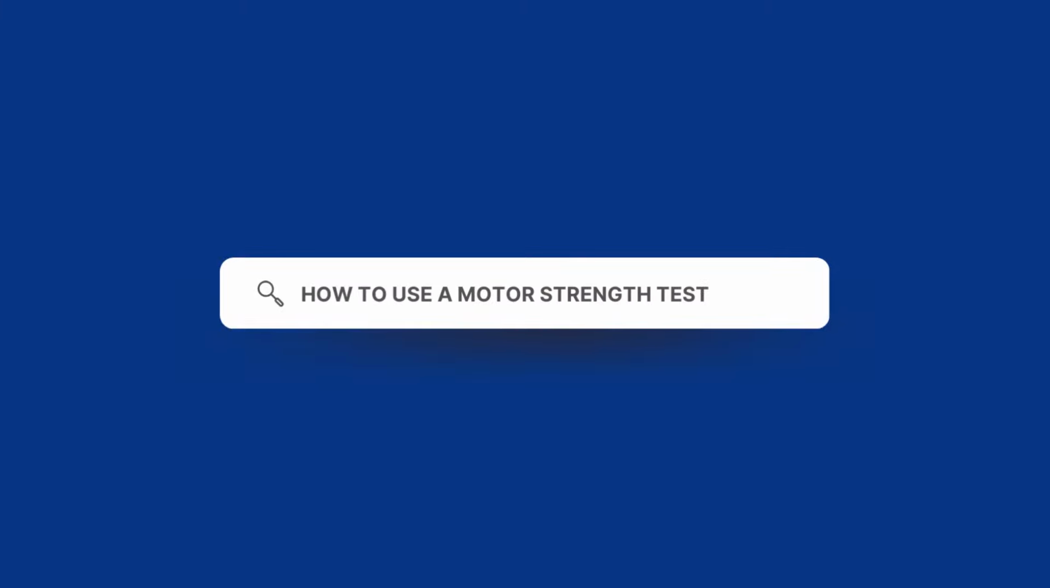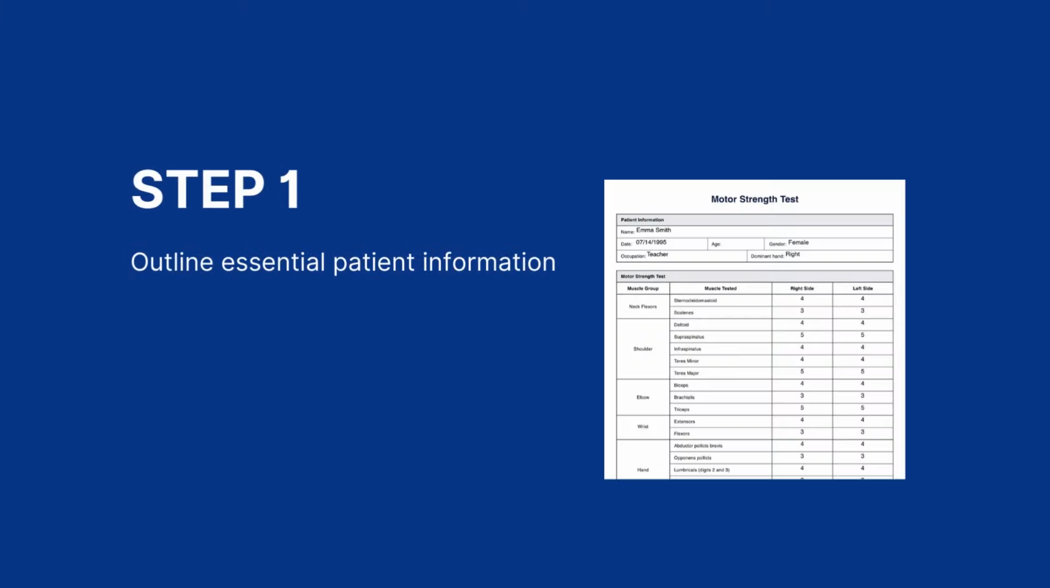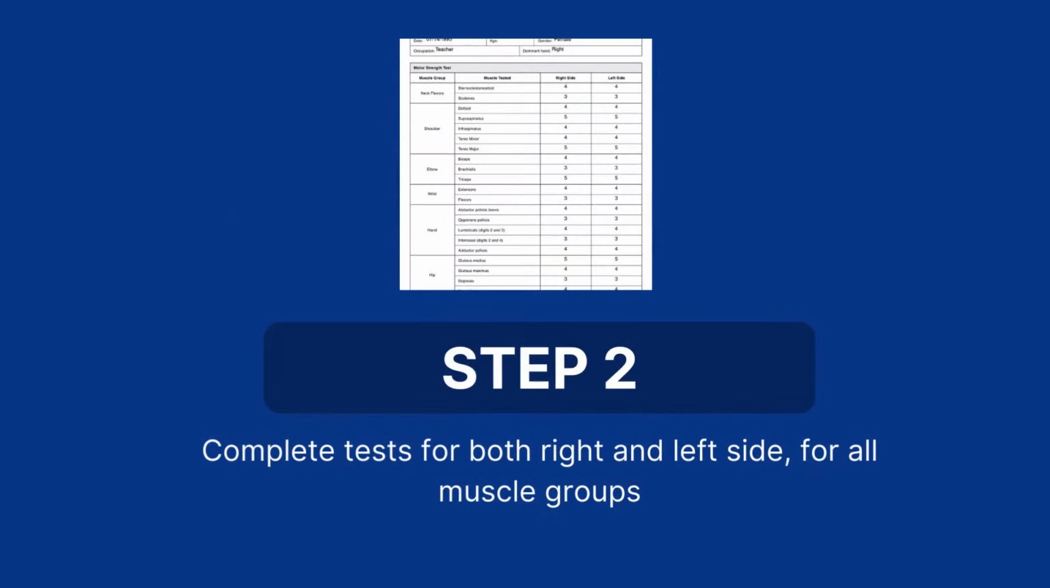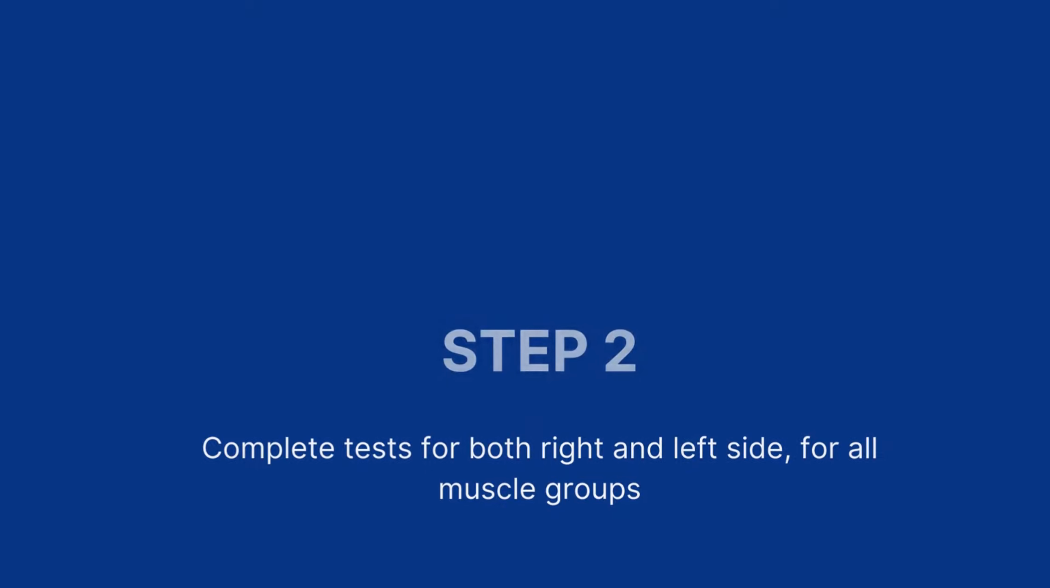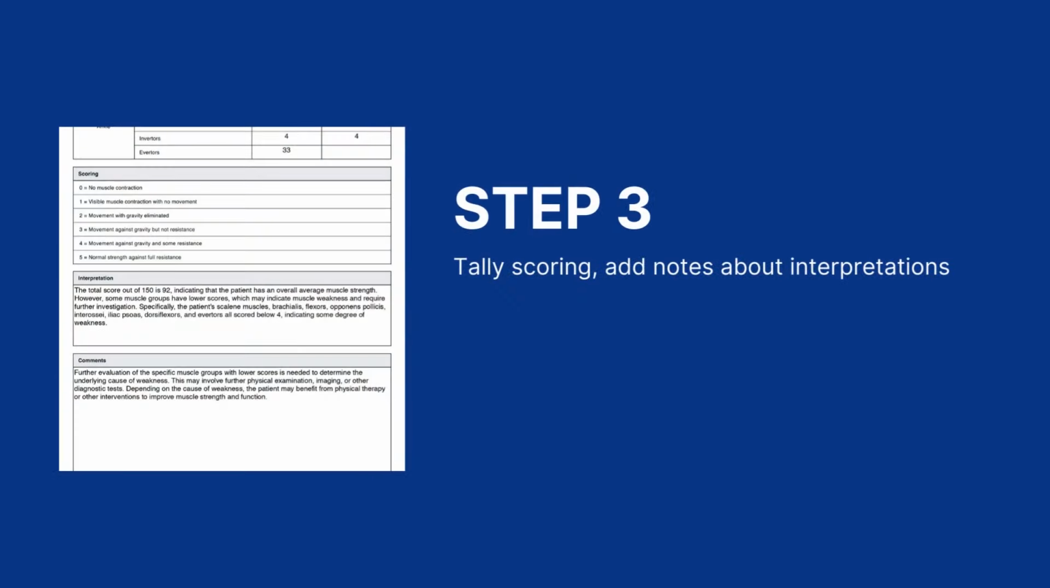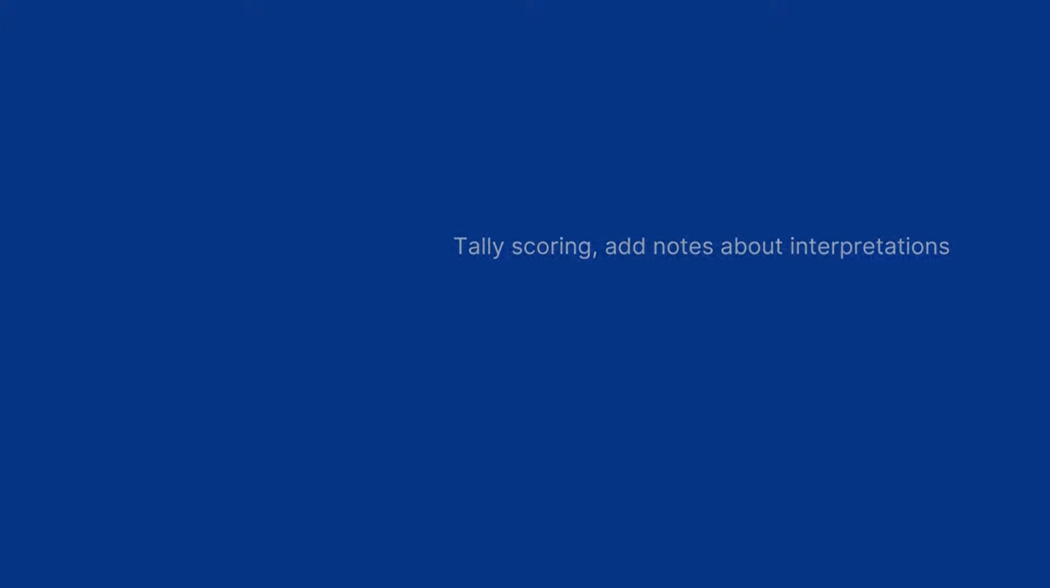How to use a motor strength test. The first step is to outline all essential patient information. You'll then need to complete tests for both the right and left side for all muscle groups listed. The final step is to tally the scoring and add notes about the interpretations listed.